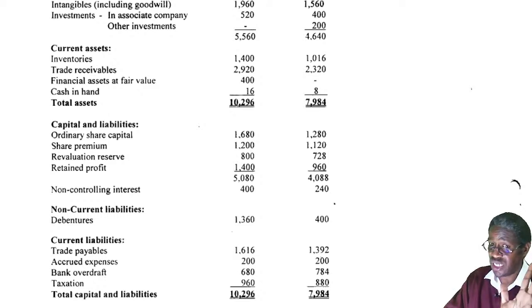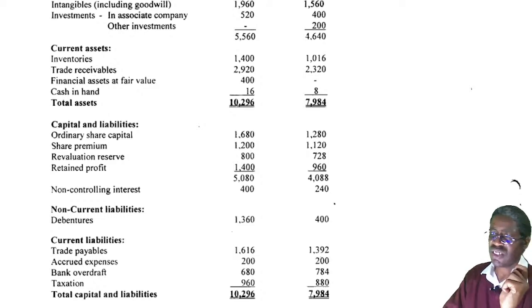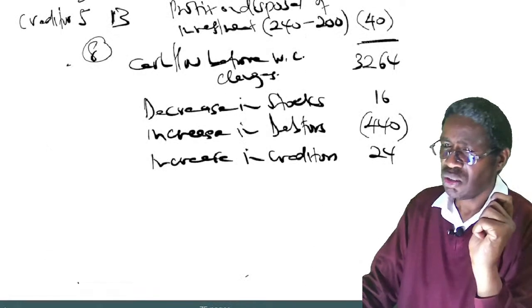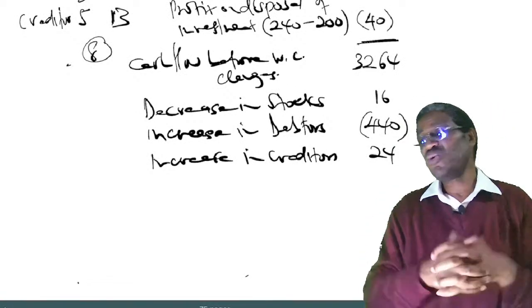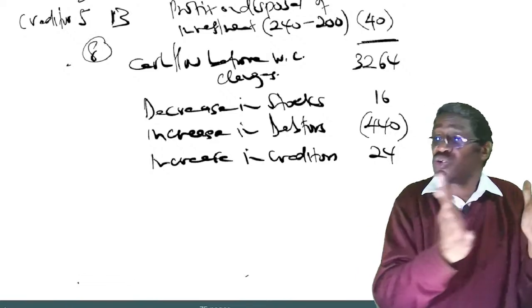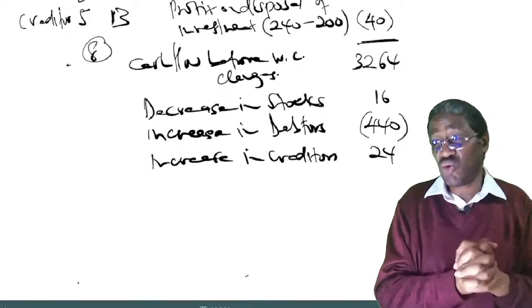That we have already analyzed. Accrued expenses, that's why I'm coming back. Accrued expenses. Last year, 200. This year, 200. I told you last time that for that item, we shall not need to analyze it because there was no change in the accrued expenses.